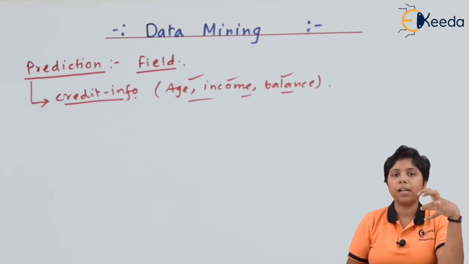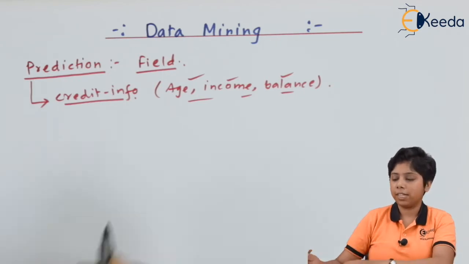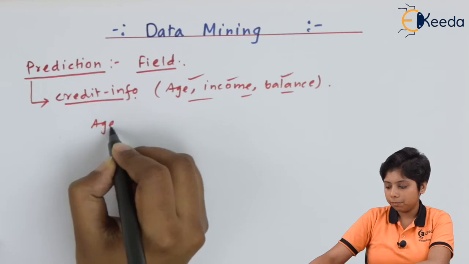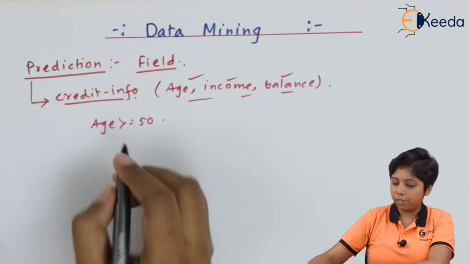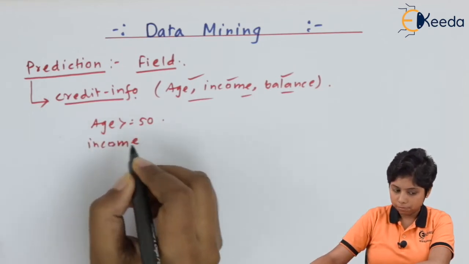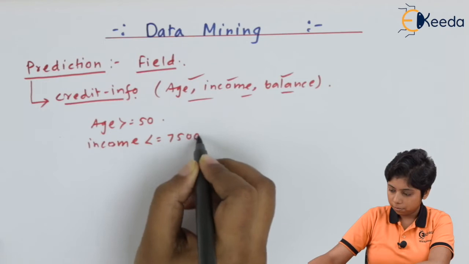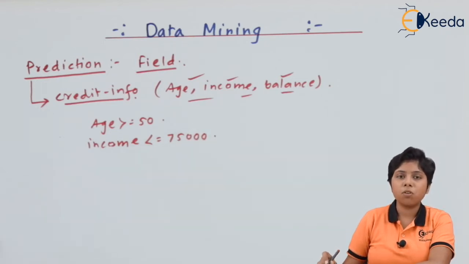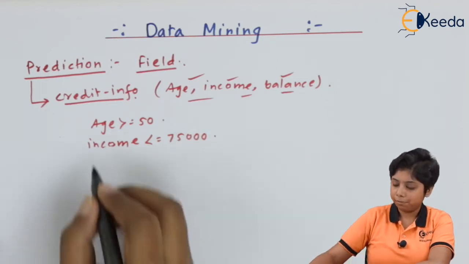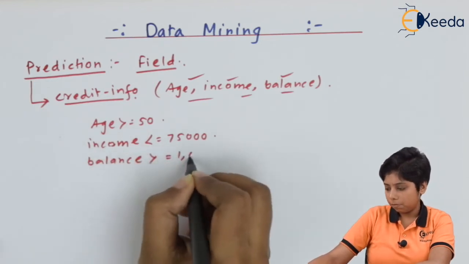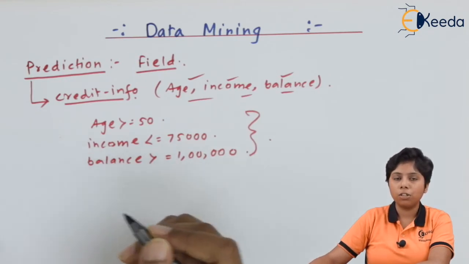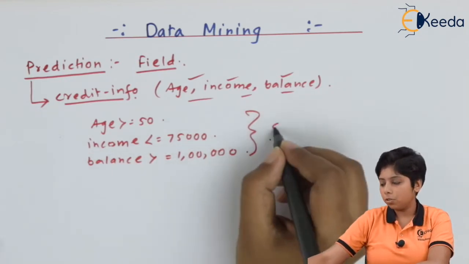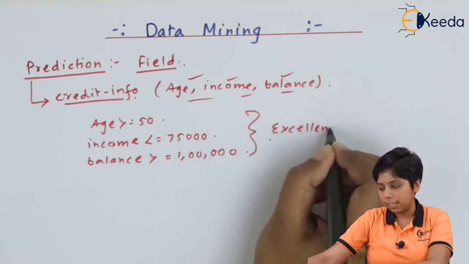Now the fields together can be combined to give a prediction. Say suppose that who is greater than age of 50, also whose income is less than 75,000, and whose bank balance stays more than an average of 1 lakh. These three are considered to be an excellent holder of a particular credit skill. So now it goes with a prediction excellent.